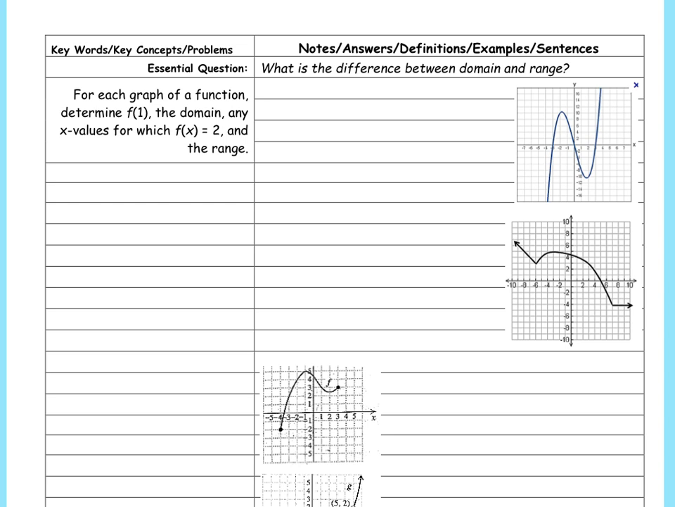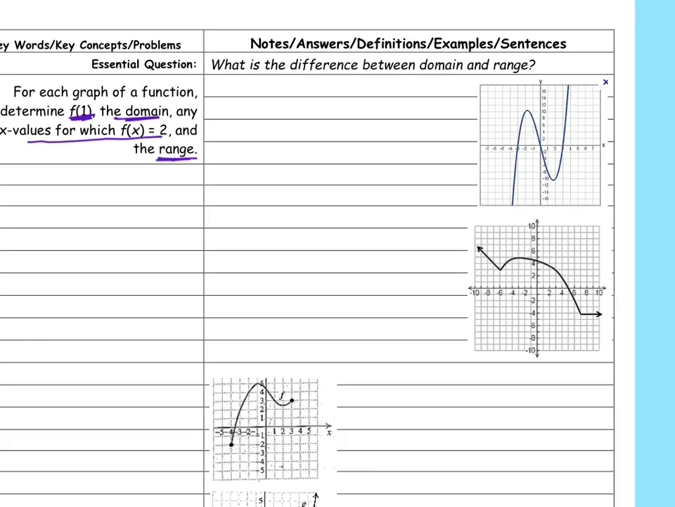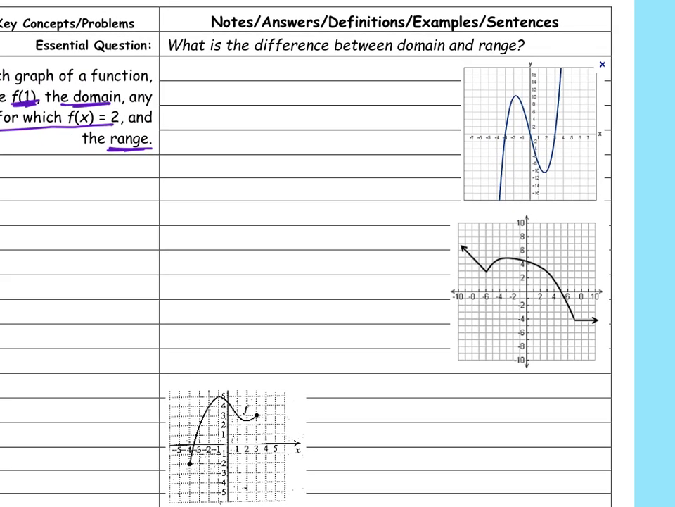Okay, so we're going to do kind of the same thing from a graph, although we're going to kind of evaluate it a little bit. We have to do 4 things for each graph. Okay, so for each graph, I want to find out where f of 1 is, the domain, any x values where f of x equals 2, and the range. So I have to do 4 different things. So I'm going to kind of make this a little bigger here.